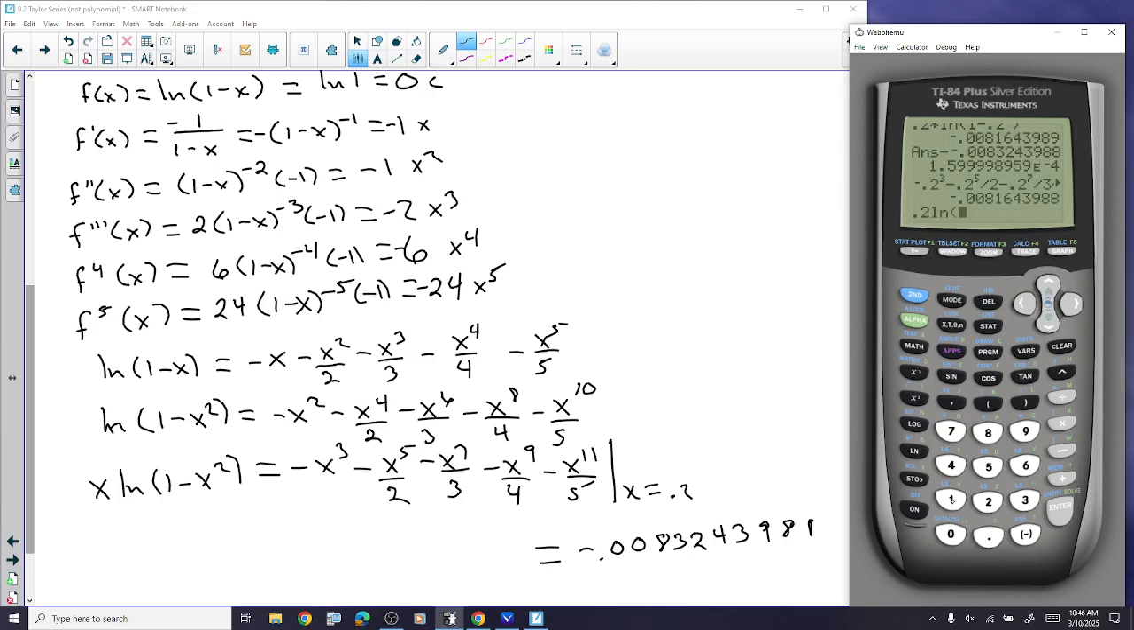0.2 natural log of 1 minus 0.2 squared minus, oh, that's much better. There we go. It was that divide by 2. I lost the 2. All right. Any questions on this? Tedious, for sure.